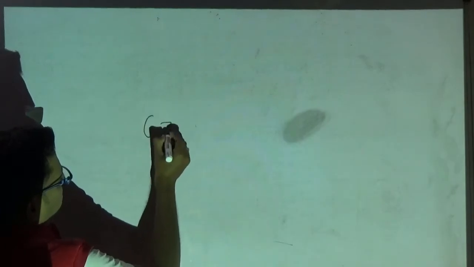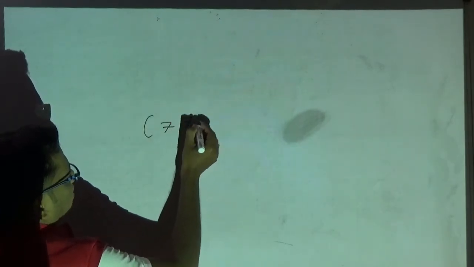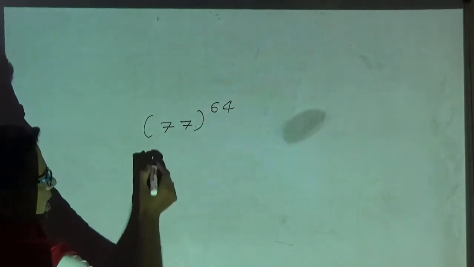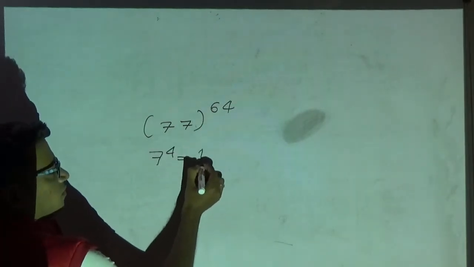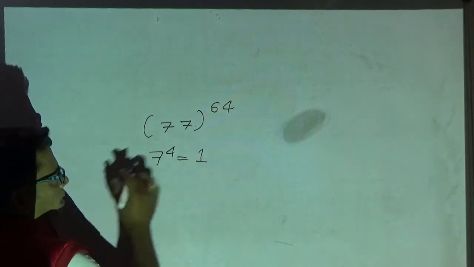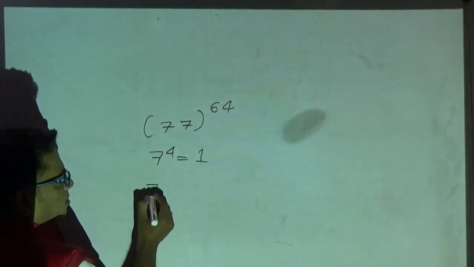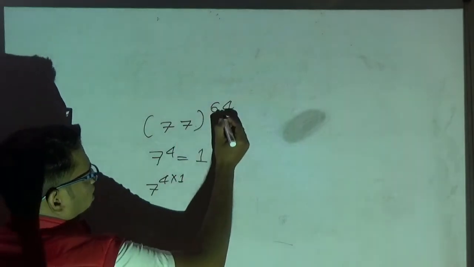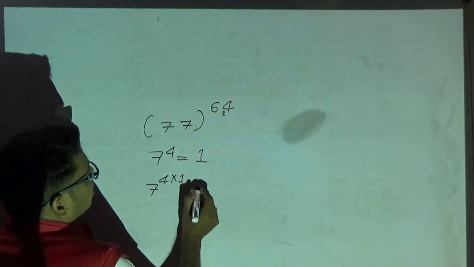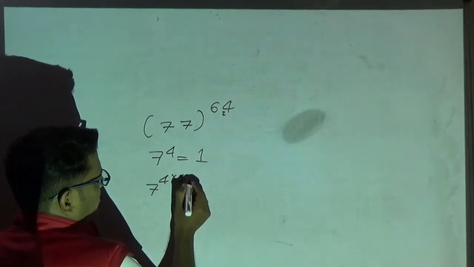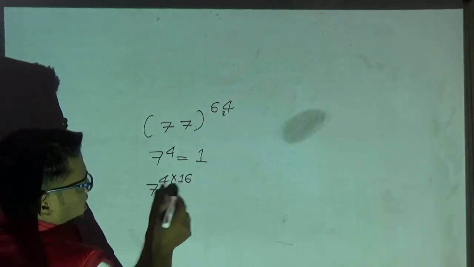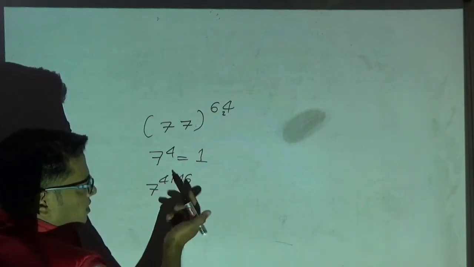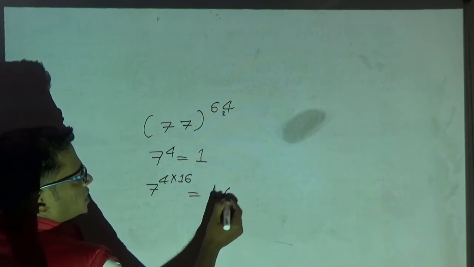77 whole power 64. Now please see here. I know 7 power 4. What is 7 power 4? 1. Okay, 7 power 4 is 1. But here I am having 64. So 64 can be written as 4 into 16, where 4 sixteens are 64. So this can be written like this: 7 power 4 is 1, and 1 into anything is also 1. The answer for this question is that the units place will be 1.